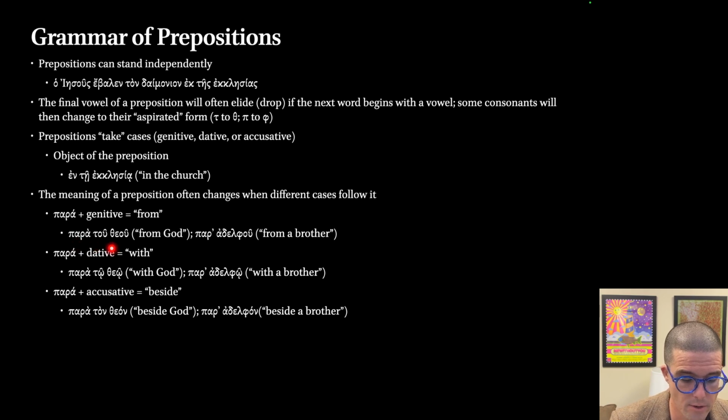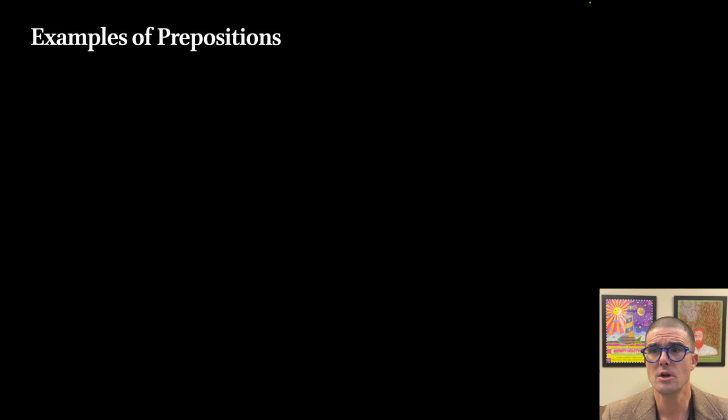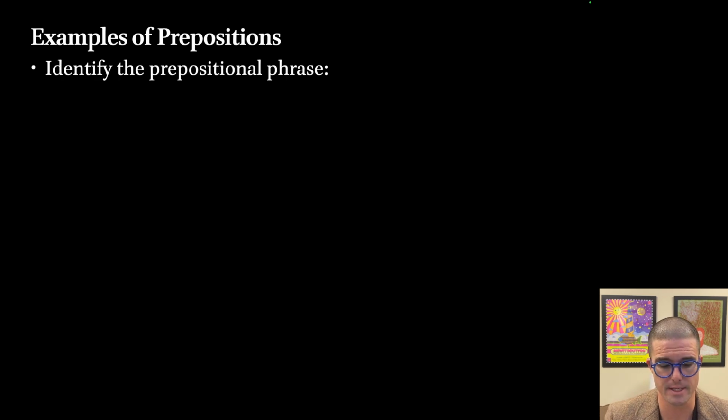Para tou theou is from God, whereas para tō theō in the dative case, tō theō is in the dative here, it's in the genitive here. Down here, it's going to mean with God, whereas with the accusative, ton theon, it's going to mean beside or alongside God. So the preposition changes what it means dependent on what case is following it. So to give us a few examples here and to move to our practice.